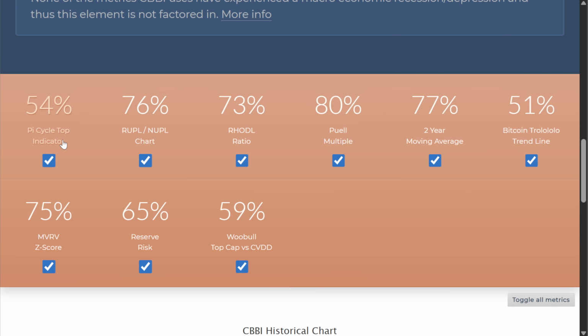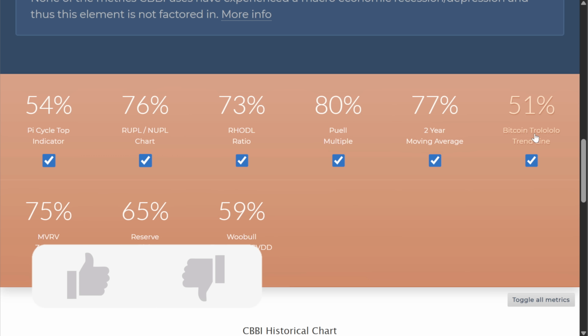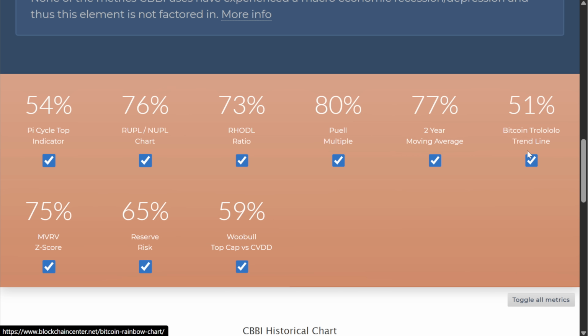A momentum indicator, like the pi cycle top indicator. We've got the realized and unrealized profit and loss. We've got an activity measure, the realized hodl ratio, how much trading activity is currently on the blockchain. We've got a measure of mining profitability. We've got a measure of momentum, the moving average. Another approach to estimate Bitcoin's current price relative to the historical trading range. So this is close to the logarithmic regression approaches.